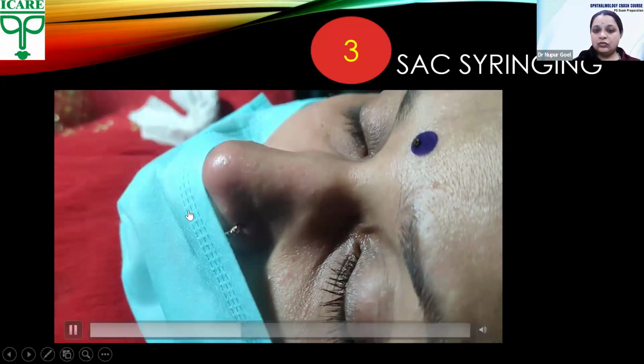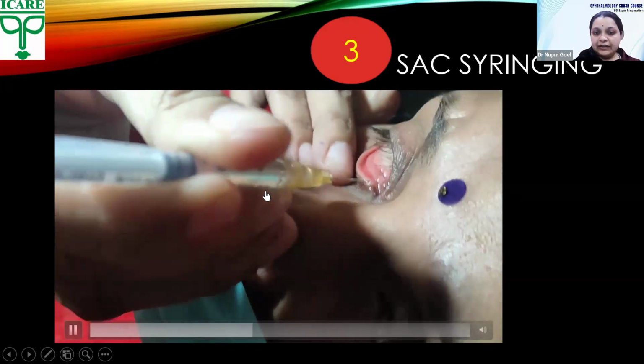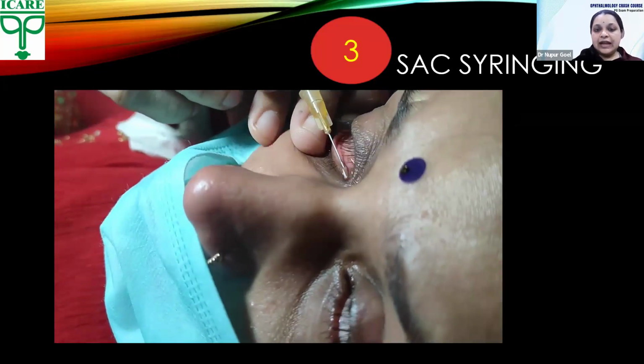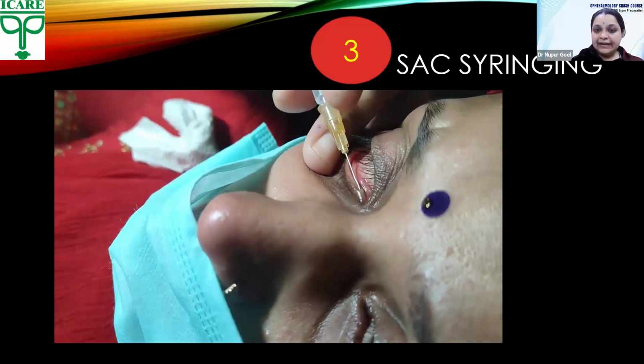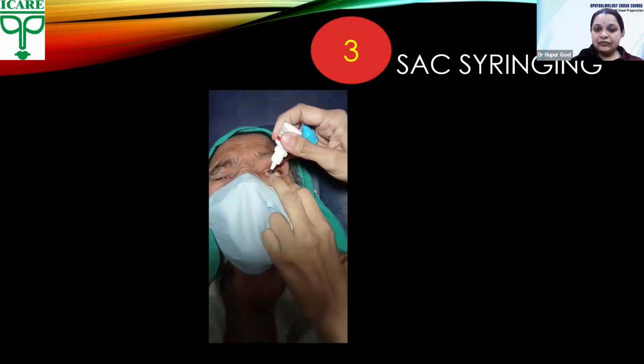Once again, you dilate the punctum and go first vertical. You give a little lateral traction so that the vertical and horizontal parts align, and then you stabilize the hub of your cannula and inject the fluid.